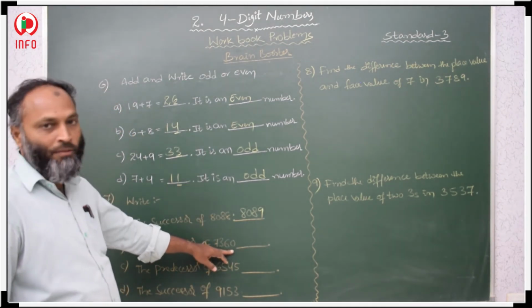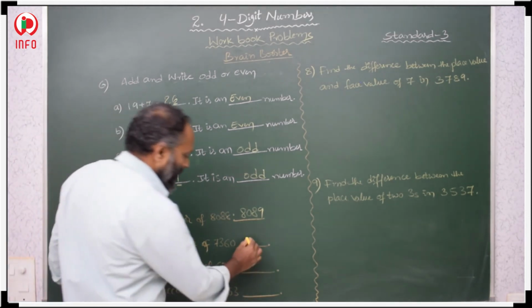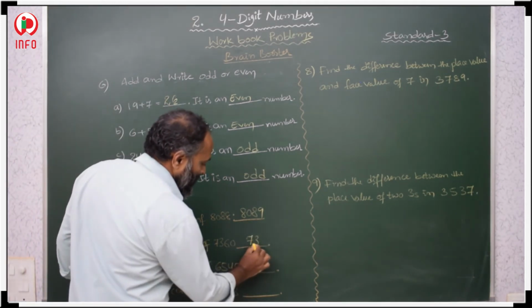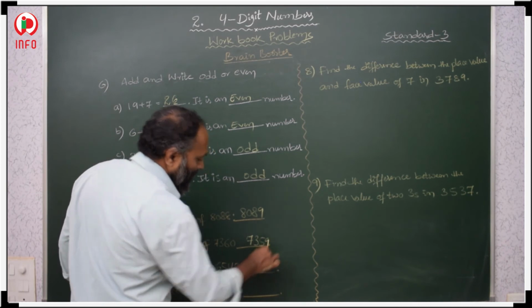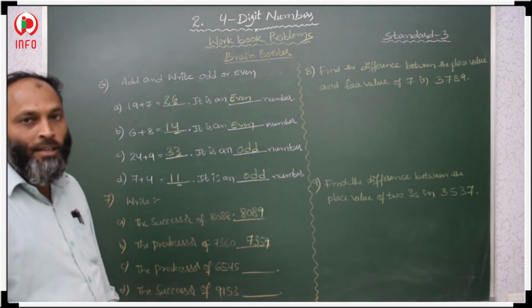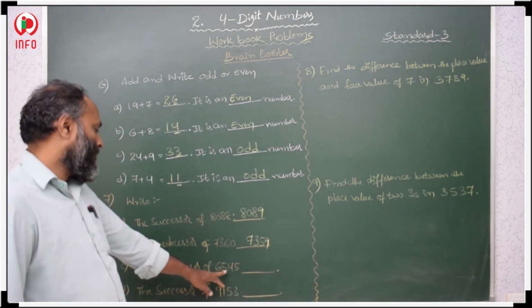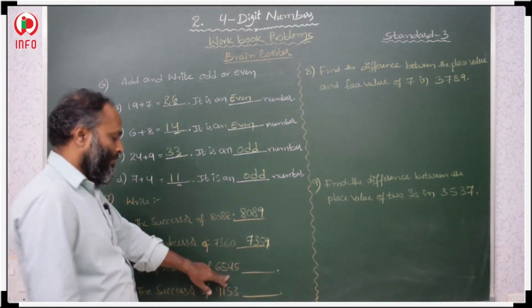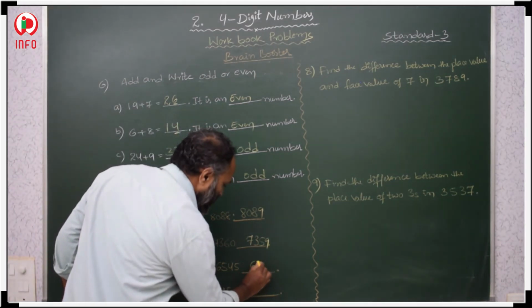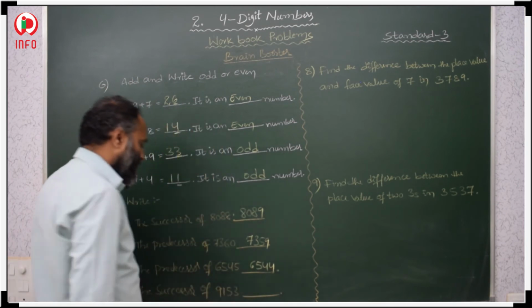Then predecessor means the number before. 60, before is 59. That is 7,359. This is the predecessor. Then the predecessor of 45 is 44. It is the same. 6,544. This is the predecessor.